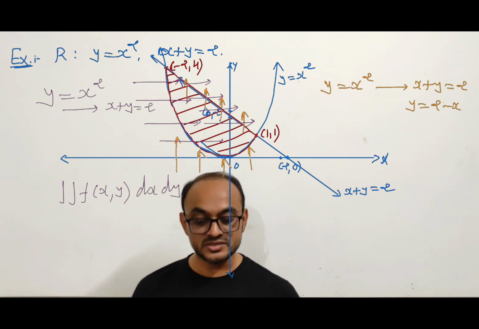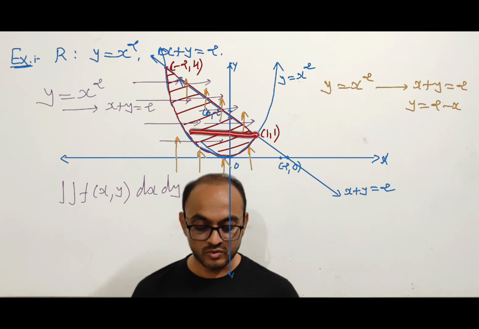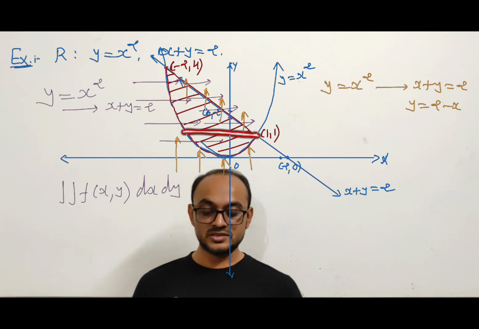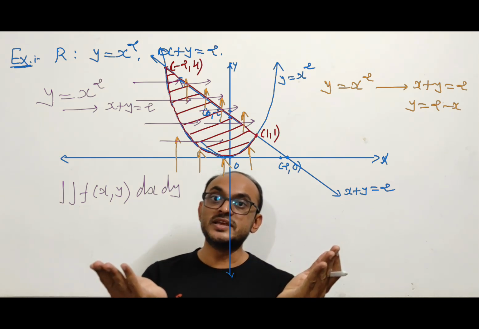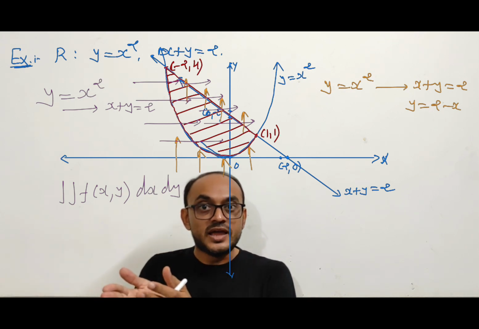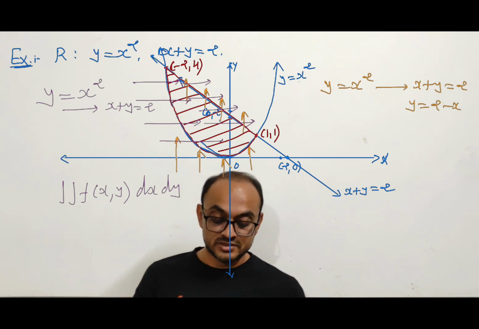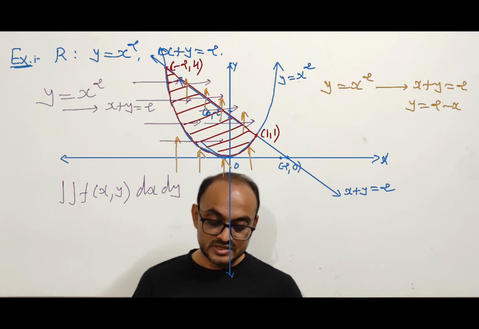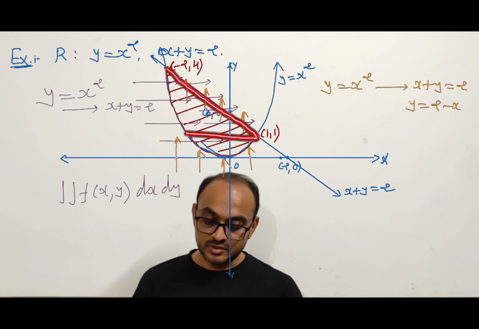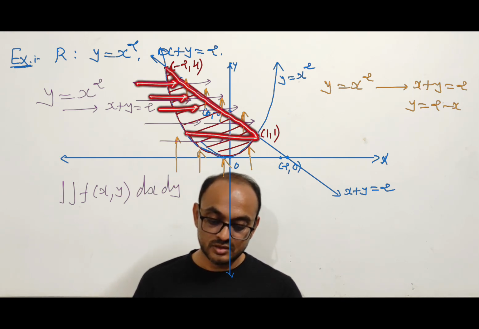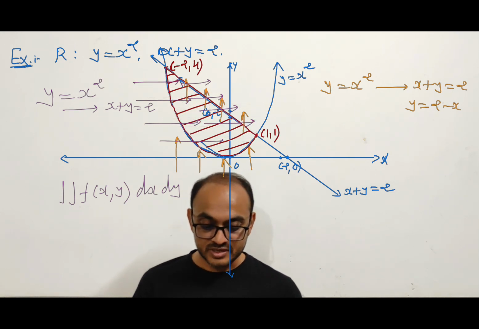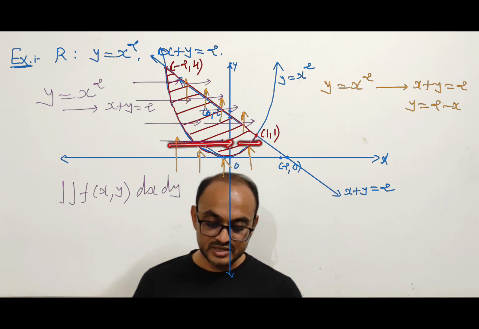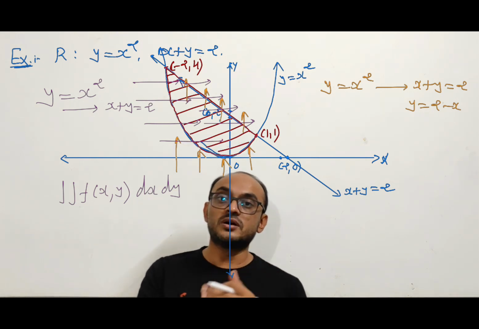But from which point does this situation occur? This point, the point (1, 1). This is the point from where the exit is changing. There is no change in the entry at all, but the exit. The person who is moving till this level will exit from the line, but the person who is moving at this level will exit from the curve.